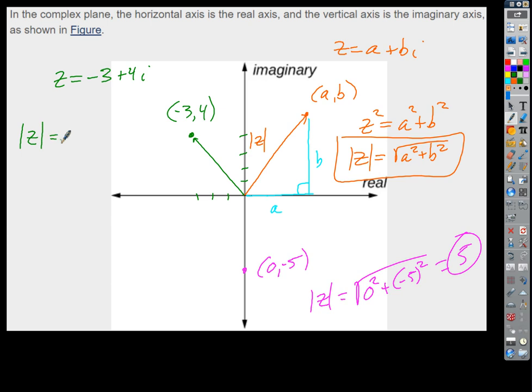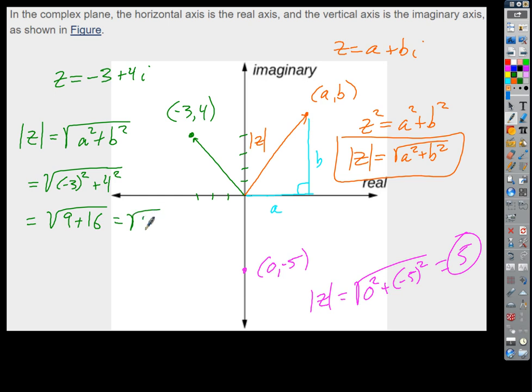What's our formula for modulus? Square root of a squared plus b squared. So what values are we plugging in for a and b? Remember, you have to put the -3 in parentheses. You have to put a negative number in parentheses when you square it. And so what's that give us? Square root of, square root of 25, what is that? So the green number, and what color is that? Fuchsia?